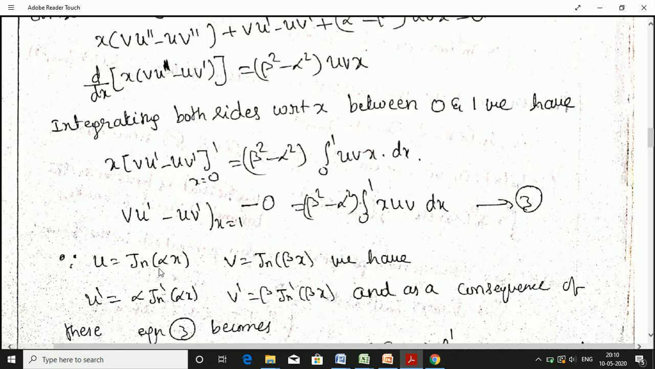Since u is equal to Jn of alpha x and v is equal to Jn of beta x, we have u dash is equal to Jn dash of alpha x into alpha. V dash is equal to Jn dash of beta x into beta.